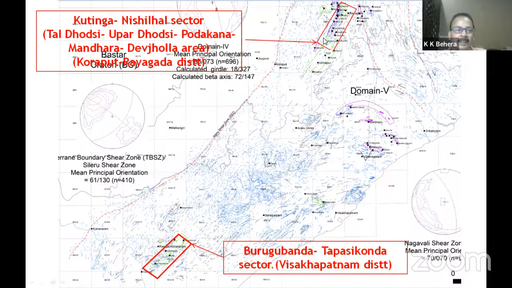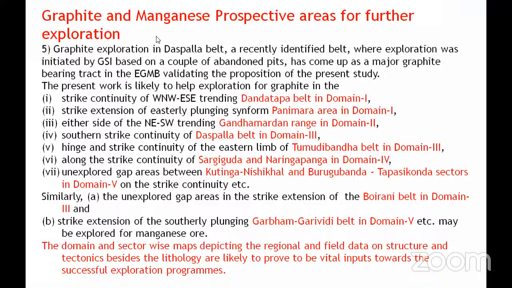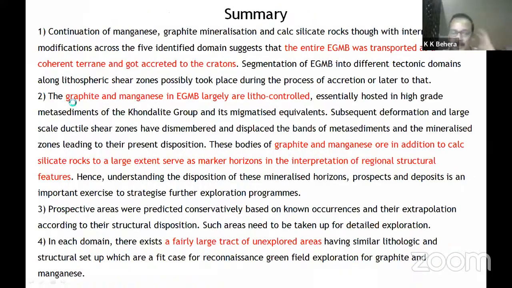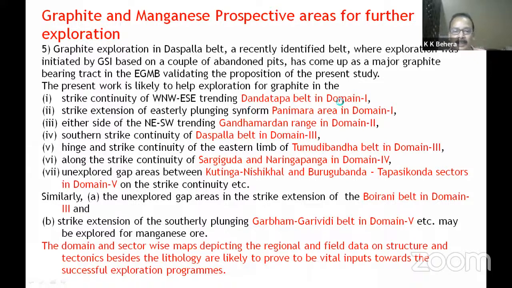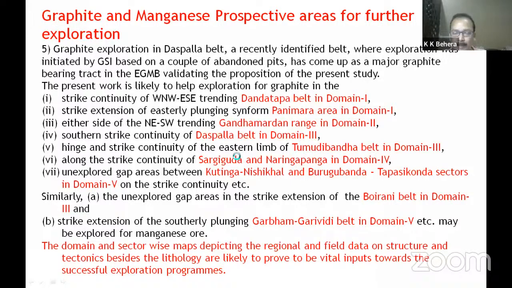Towards the north from the Nishikal, Putting Nishikal area, we should come further south, and from the Burugavanda, Tapasikonda area, we should move towards the north for graphite exploration. These are the gray areas where exploration can be taken up. So these are the observations which I have already discussed, and these are some areas we have demarcated which can be taken up for further exploration. These are the already discussed high continuity areas: the Dandatappa belt, Panimara area, Garnamardan range, Daspalla belt, Tumdivanda belt, Sariyuda Naringapanga areas, Puttinga Nisikal belt, Boirani belt, and the Garvam Garividi belt.